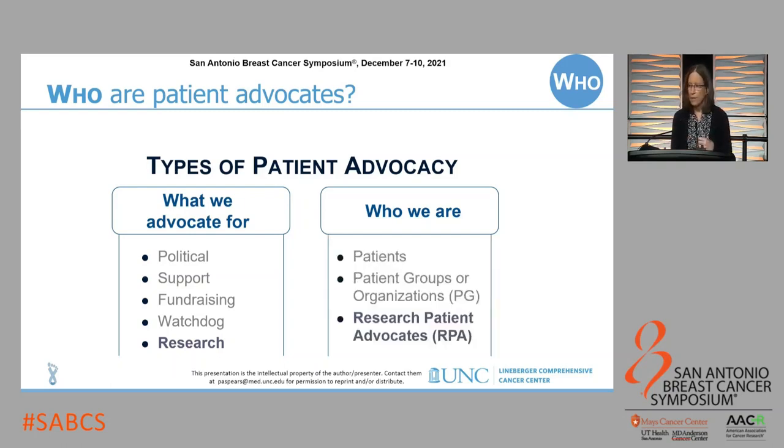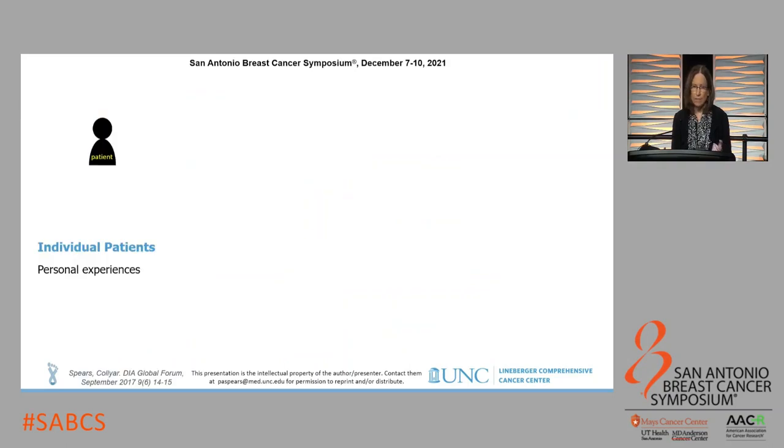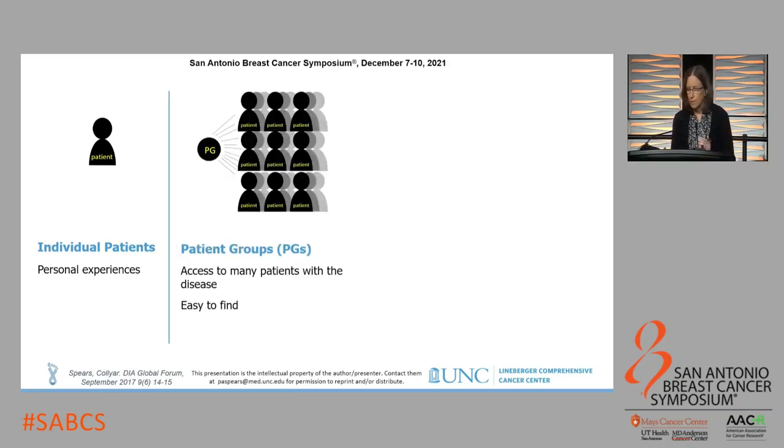There are a lot of different types of patients you can involve in your research: individual patients, patient groups, or research patient advocates. I'll go over those differences. A lot of times you just need the experience of the patient. You just need to know, what was it like to have that chemotherapy? What kind of side effects did you have? Just that personal experience, and you can go to individual patients for that. I've done that for several groups as well.